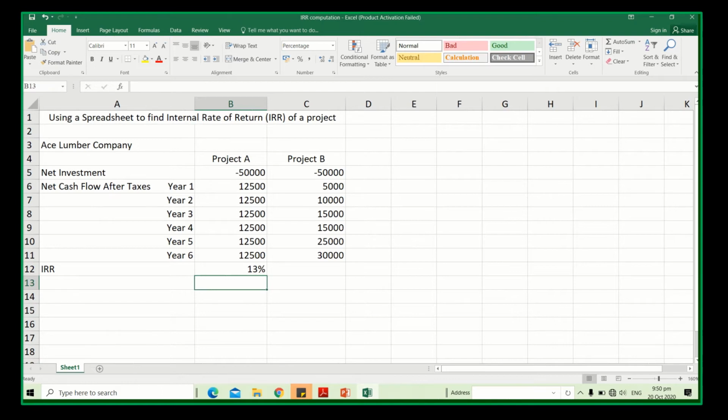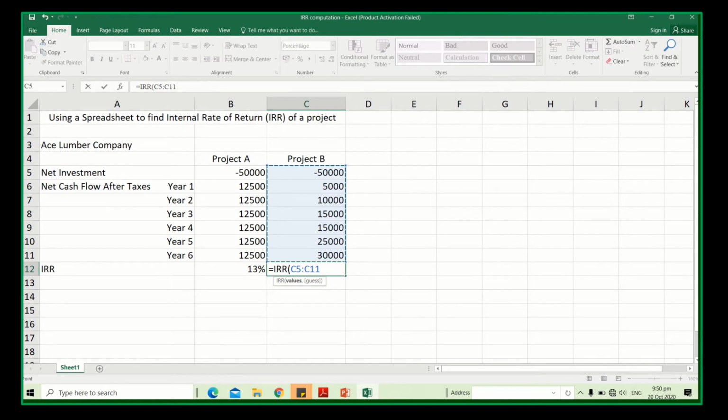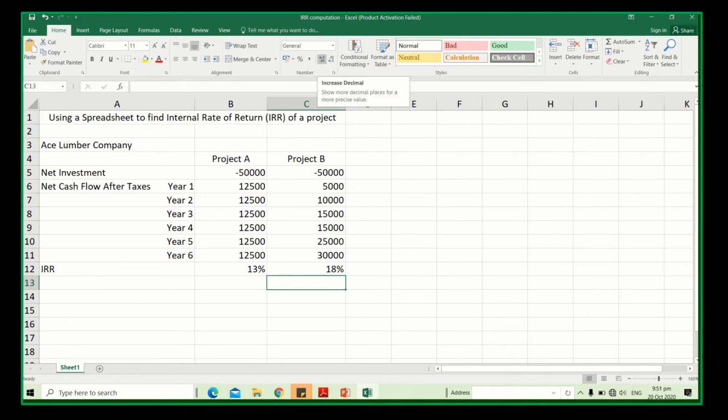You can also use the same formula for project B. Again, equals IRR, open parenthesis, click on the 50,000, drag until the last cell of the cash flow, which in this case is C11, close parenthesis, hit enter, and the IRR comes out. You can also use this increase decimal button to see more decimal places for better accuracy. Let's try. Click twice, and from 13% it becomes 12.98%. Then project B becomes 18.19%. If you look at the book, these are the figures you will find there.